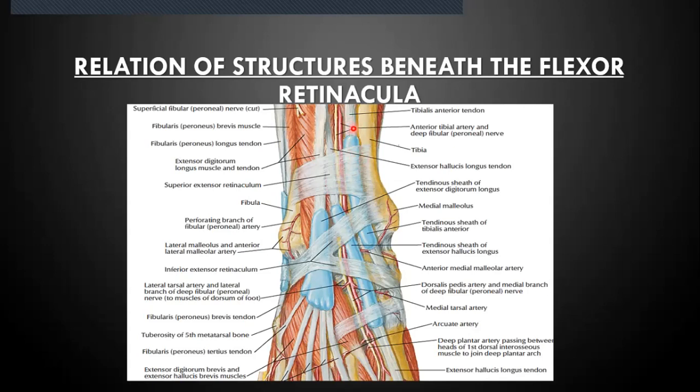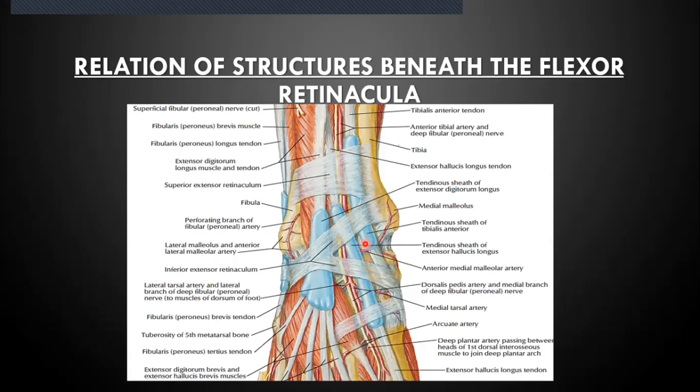First, we have the tibialis anterior tendon, then the anterior tibial artery, then your deep peroneal nerve, then extensor hallucis longus, then your extensor digitorum longus, then your peroneus tertius should be here. Then in the inferior extensor retinaculum, you can see this tendon is crossing the artery and the nerve medially.